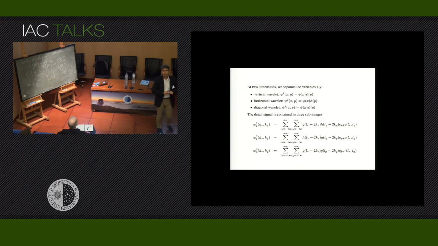So if you go to 2 dimensions, in fact you have 3 wavelets in 3 directions: horizontal, vertical, and diagonal. And then you decompose your image onto 3 wavelet functions, which are in 3 directions. And I will show you why we have this.